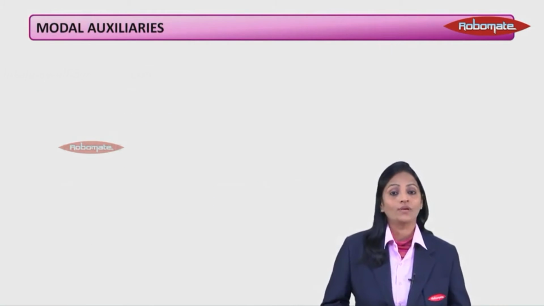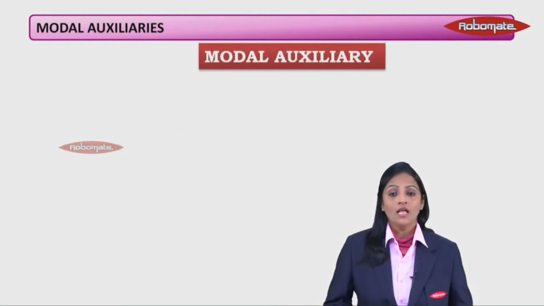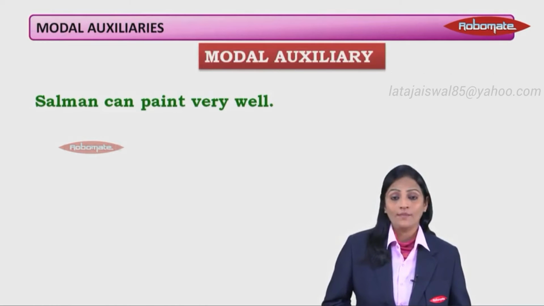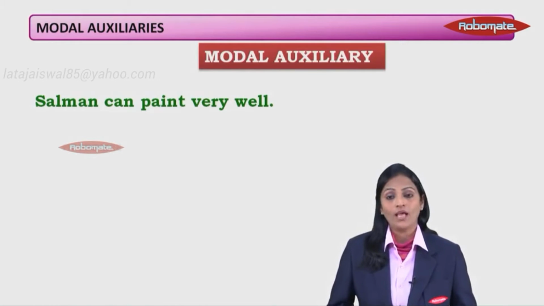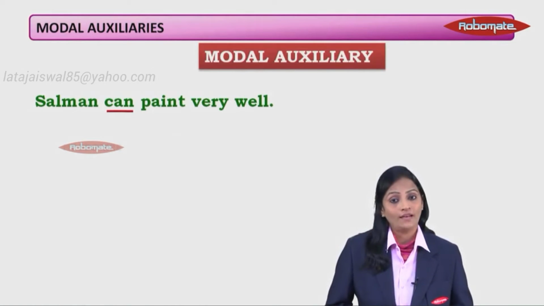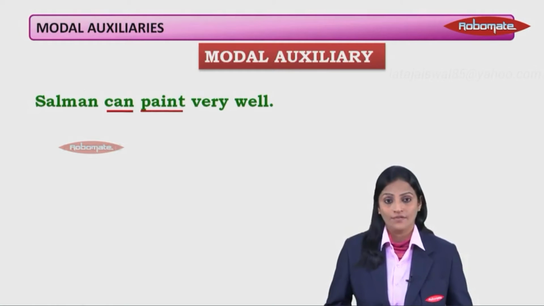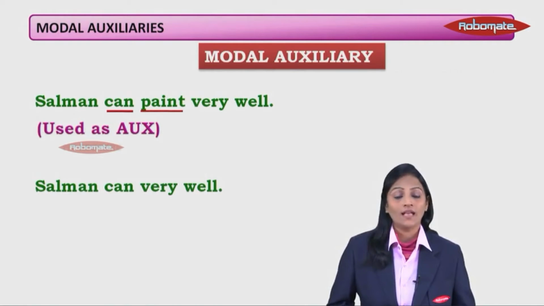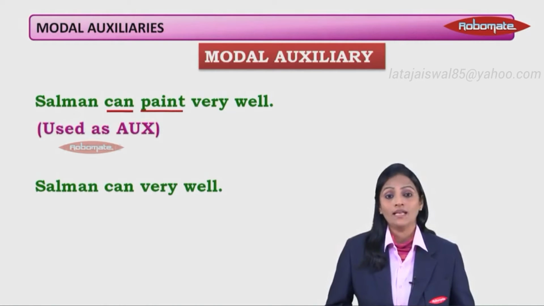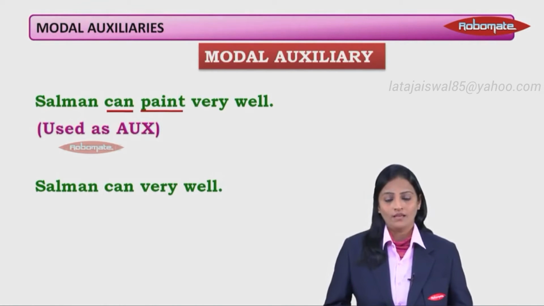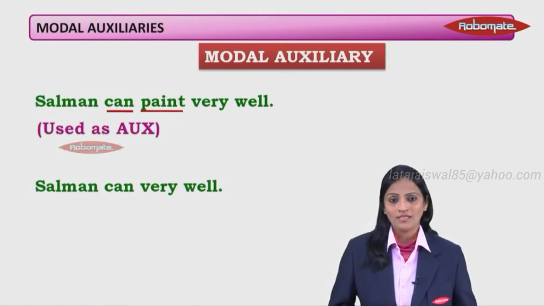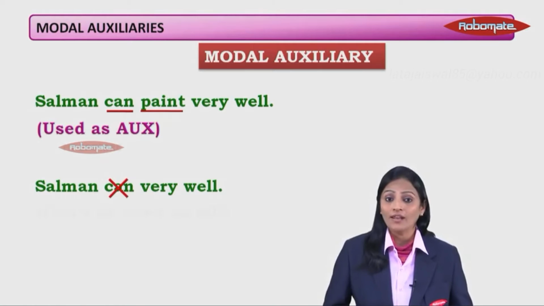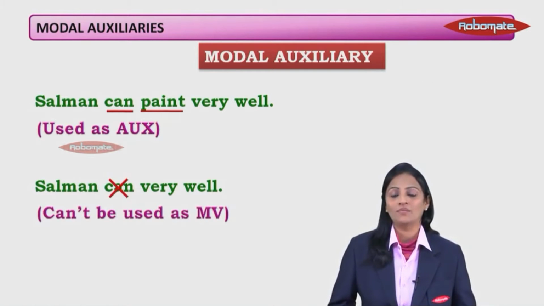And let's take a look at modal auxiliaries. Now, in this case, Salman can paint very well. Once again, can paint. Okay, look at the first verb, can. We know that it is an auxiliary verb. So here can is used as an auxiliary verb. But let us take another sentence. Salman can very well. Does this sentence make sense? No. So here can cannot be used as the main verb.